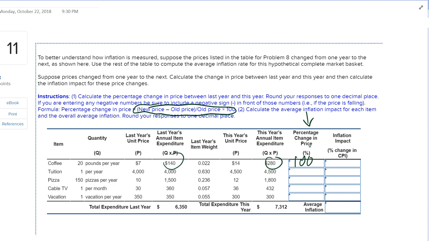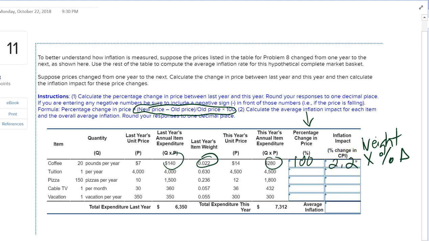And then we're going to take the weight, which is given to us, times that percent change in price. So the weight from last year, and we're calculating the change in that weight, right? So 0.022 times that 100%, and we're going to get, for this one, 2.2%.